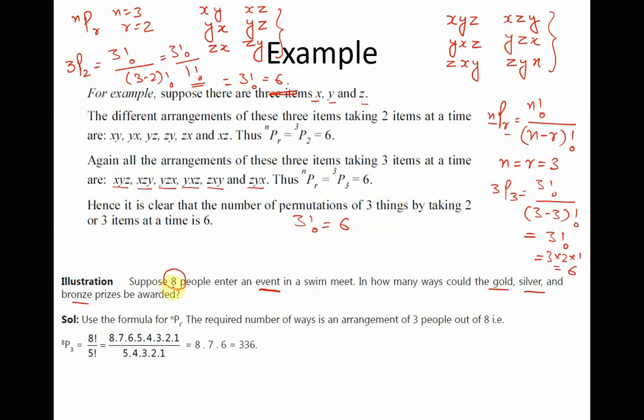So suppose 8 people enter an event, so n is equal to 8. And how many prizes, gold, silver and bronze, do we have to award? That is r, so r is equal to 3. So 8 people have to be given 3 prizes. So this problem actually becomes, how many ways can I select 3 people out of the 8 possible people.